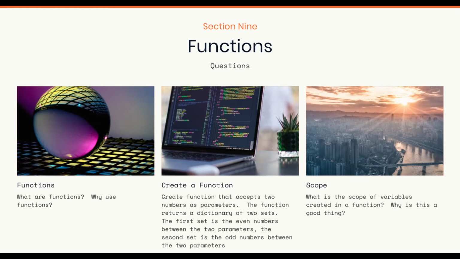Functions. Question 1, what are functions? Why use functions? Okay. Question 2, create a function that accepts 2 numbers as parameters. The function returns a dictionary of 2 sets. The first set is the even numbers between the 2 parameters. The second set is the odd numbers between the 2 parameters. Okay, so we're going to create a function that accepts 2 numbers as arguments, and we're going to create 2 sets of numbers between those arguments, the even numbers and the odd numbers, and then we are going to return those 2 sets within a dictionary. All right, there we go.